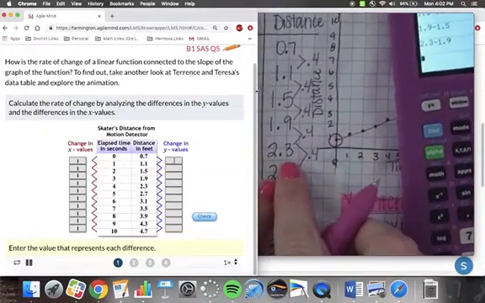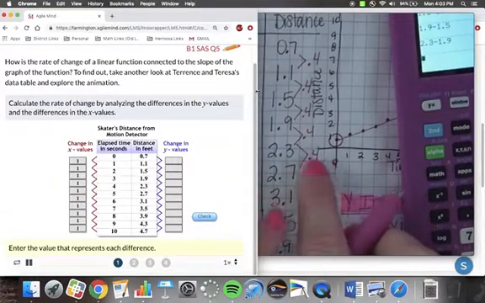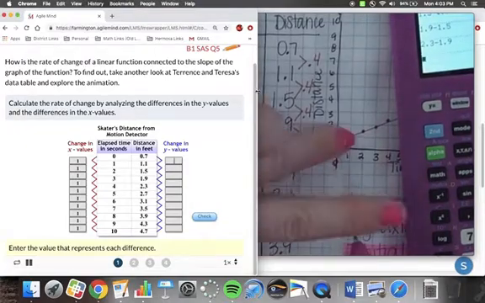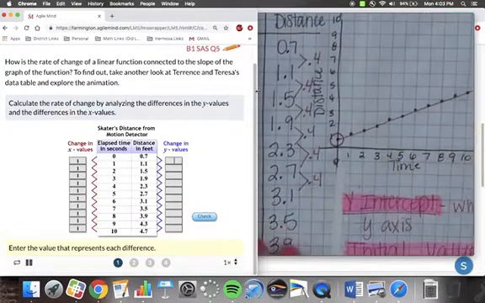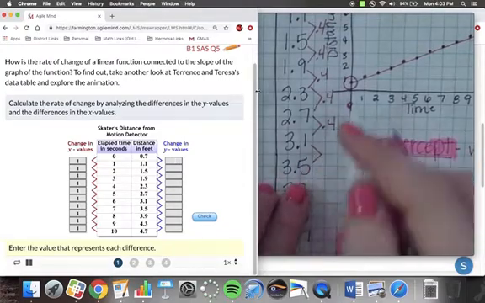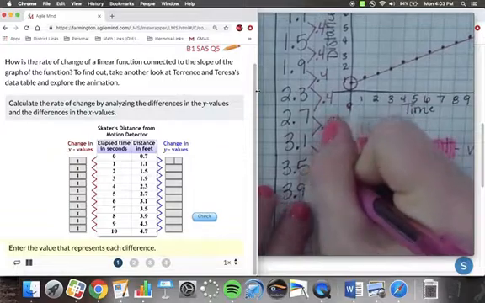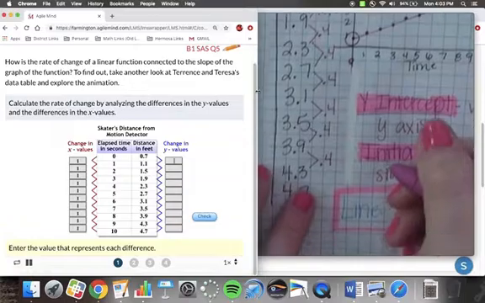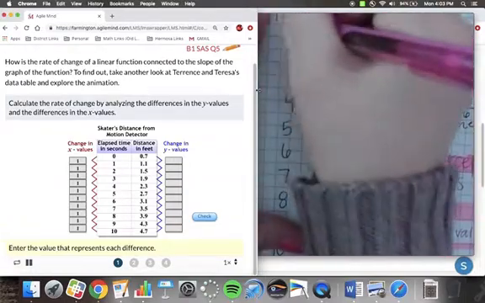Well, 0.3 plus 0.4 would be 0.7. 3, 4, 5, 6, 7. Then 7, 8, 9, 10, 11. So that one changes by 0.4. 0.1 to 0.5 is 0.4. 0.5 to 0.9 is 0.4. 0.9 to 1.3 would be 0.4. 1.3 to 1.7 would also be 0.4. And we said this side was changing by 1.